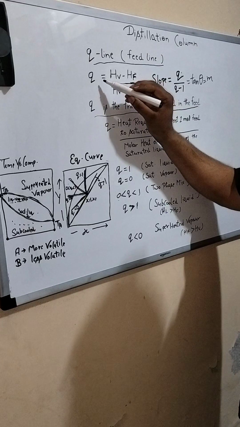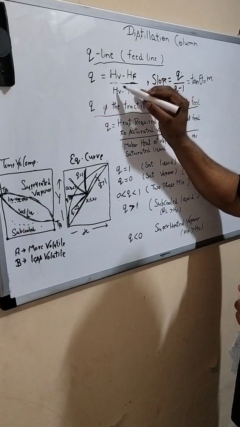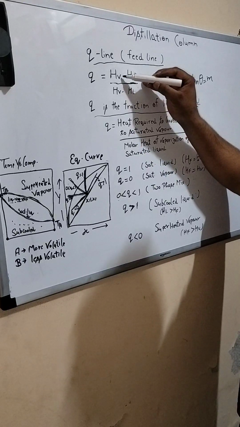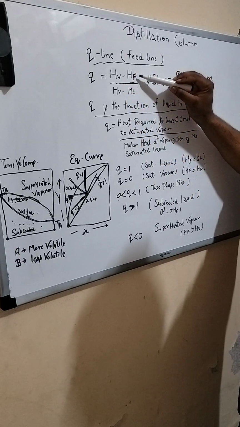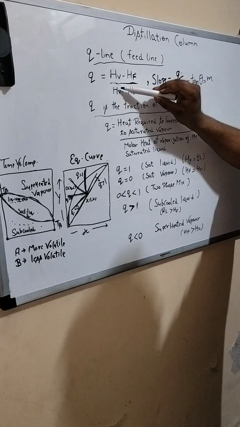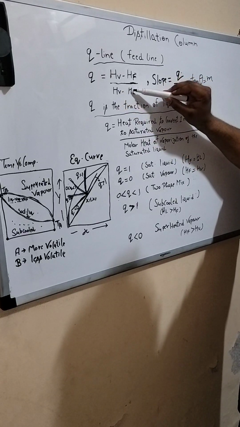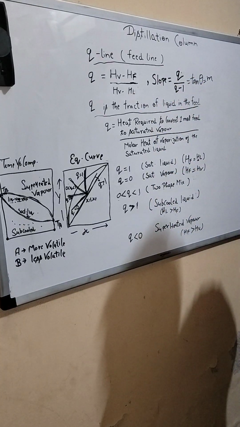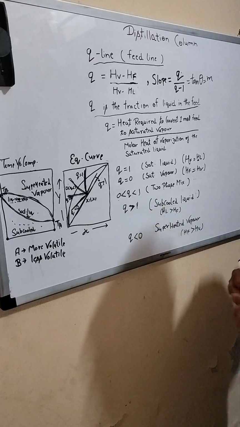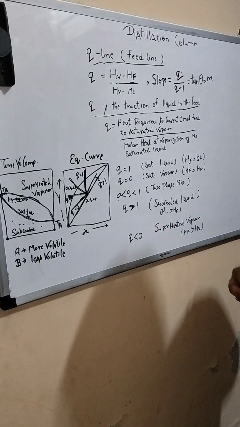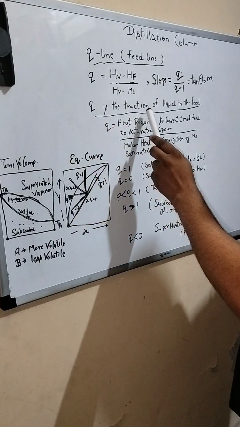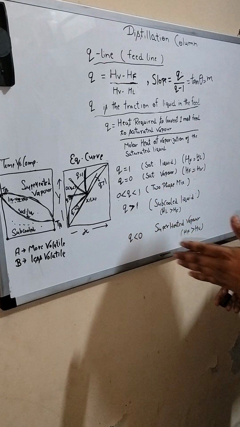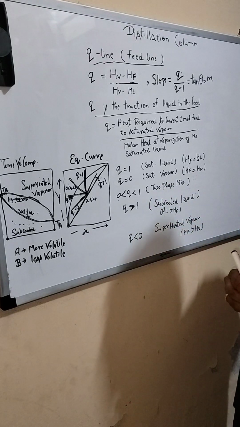Its formula is (HV minus HF) divided by (HV minus HL). HV is the enthalpy of vapor, HF is the enthalpy of feed, and HL is the enthalpy of liquid. So if you talk about what Q is in a physical way, Q is the fraction of liquid in the feed, which you are feeding in a distillation column.